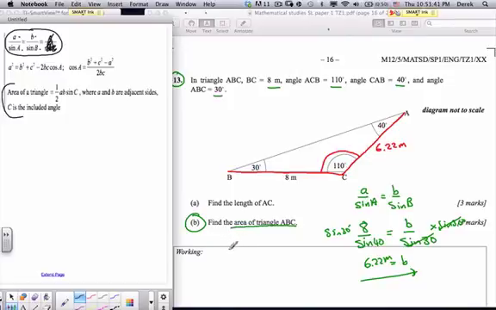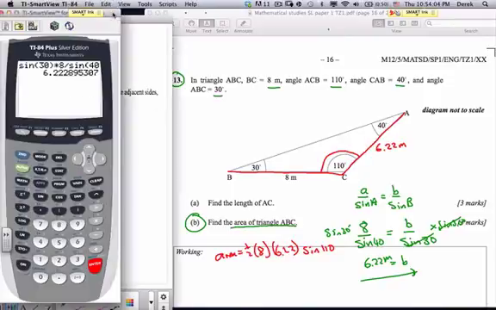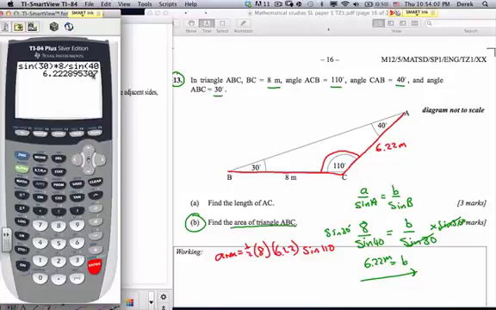So it's actually going to be that the area will equal a half times 8 times 6.22 times the sine of 110. You see, we always use the side, angle, side for the area rule. So we're going to put that into our calculator now. I've got this number in here, so I may as well use that.